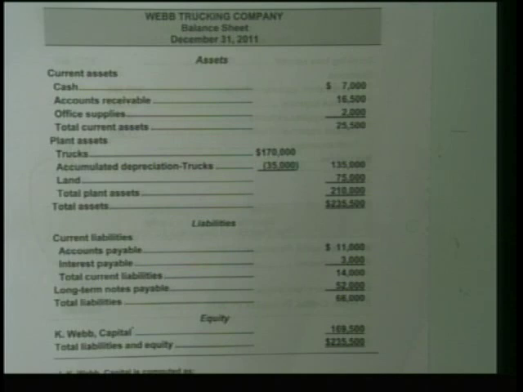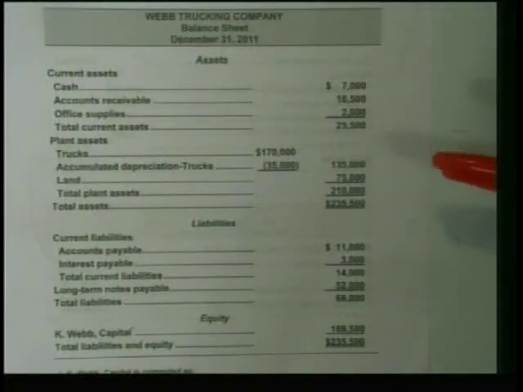Any questions on that classified balance sheet? It's a good refresher on preparing financial statements, wasn't it? It was a lot of fun to do, I'm betting, wasn't it? I knew it would be enjoyable for you, okay?